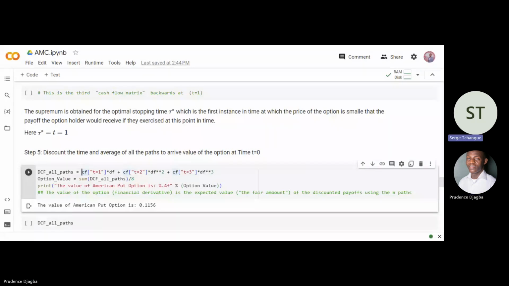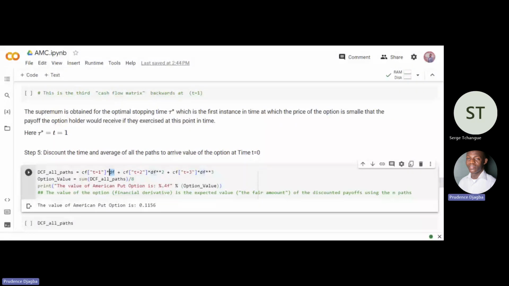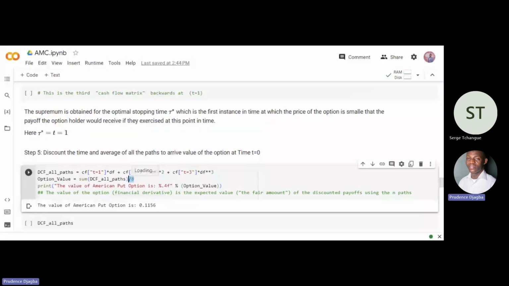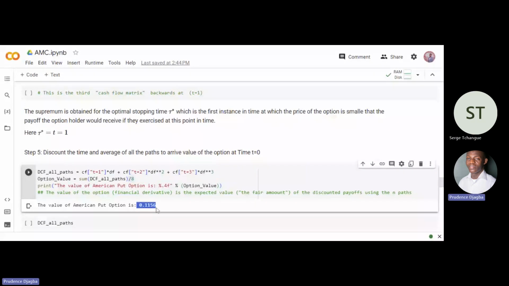So you do another regression between that 0.1 and the conditional value and see which one is better. So that means that instead of adding 3 summations, now we add 4 terms, the cash flow for t equal to 0 multiplied by the discount factor, and do the average, for all those 8 paths, and they give me this value.